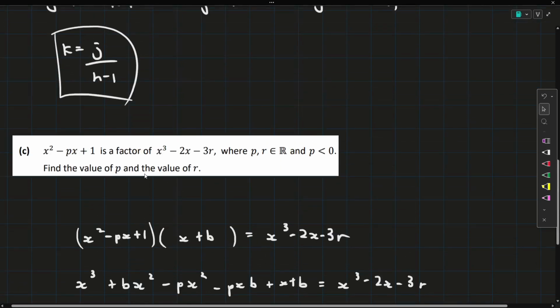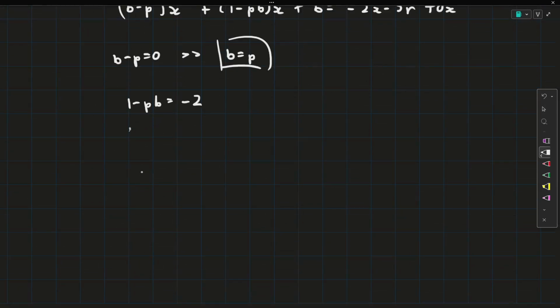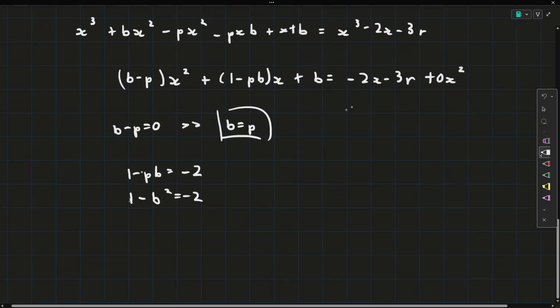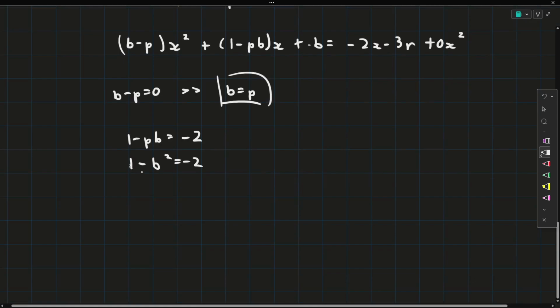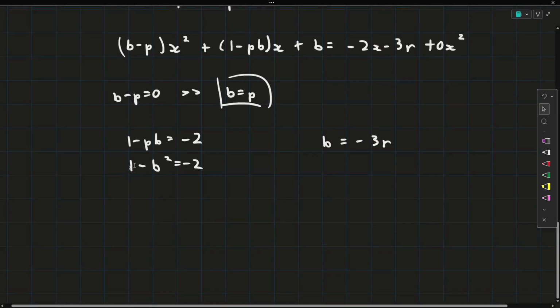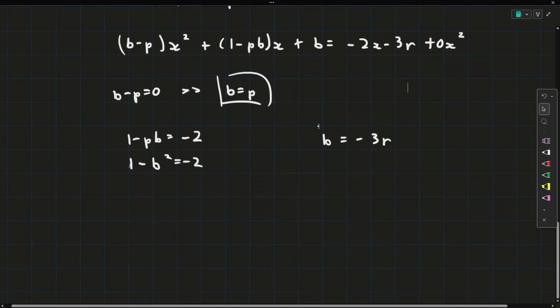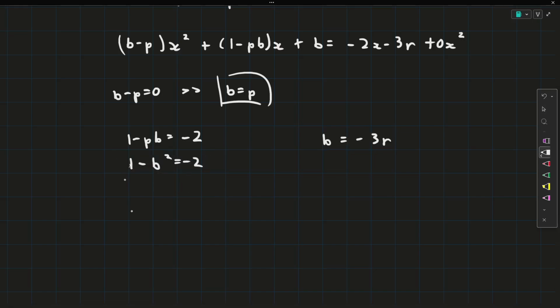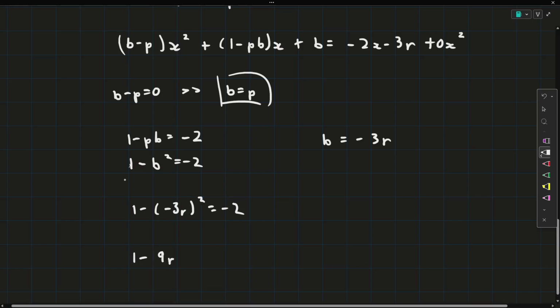Remember, we're solving for p and r, so I'm going to just replace the p with a b here. So we'll get 1 minus b squared is minus 2. And then we can do the constants. So the constant on the left side is b, and the constant on the right side is minus 3r, as you can see. So if we know what b is, it's probably easy to sub the b into here. So replace the b with a minus 3r. So get 1 minus, and we'll have minus 3r squared is equal to minus 2. So we'll have 1 minus, and then we're going to get 9r squared is equal to minus 2.